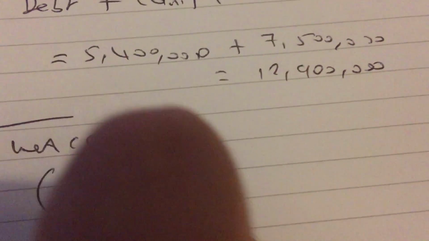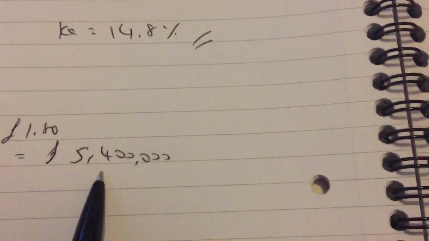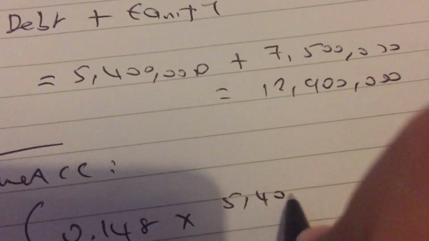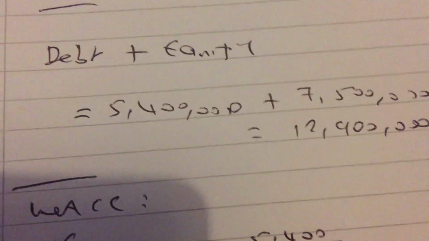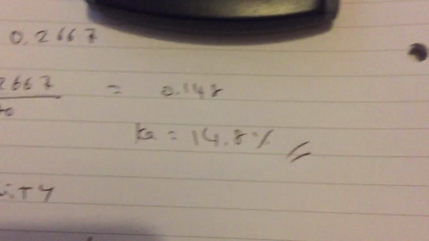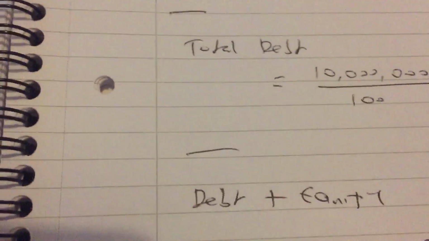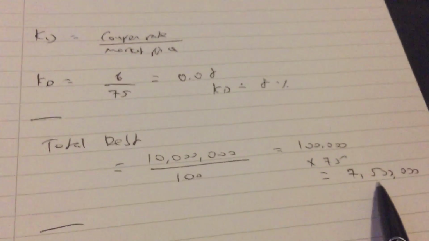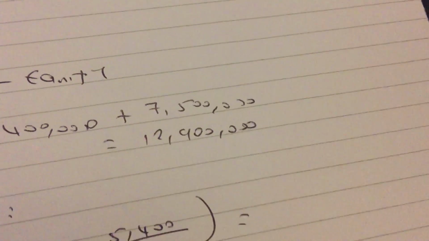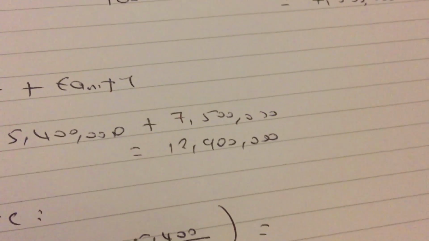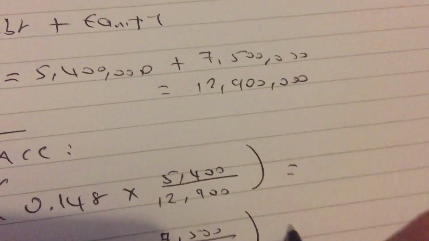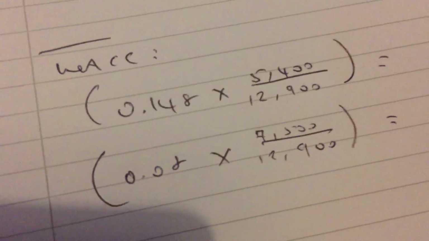So the weighted average cost of capital is, cost of equity, which we worked out, is 14.8%, so 0.148 multiplied by total equity amount, 5,400,000 divided by 12,900,000, plus our cost of debt, which is 8%, so 0.08 multiplied by total debt, 7,500,000 divided by 12,900,000. Add these two figures together, and that should give us the weighted average cost of capital.